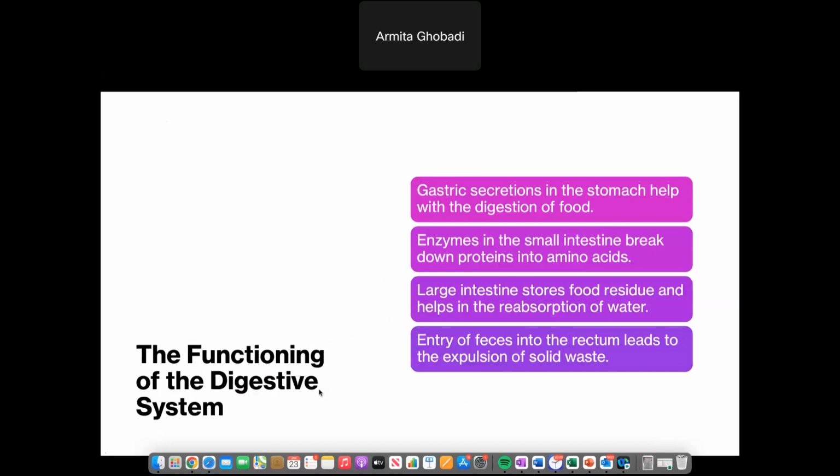So, what is the function of the digestive system? Basically, it is very simple, but it is very important as well. The function is about gastric secretions, in which there are some secretions in your stomach that help digestion of food. For example, there are enzymes in your small intestine that break the protein in your food into amino acids. For example, you have eggs, you have milk, and there are enzymes in your body that break them down to amino acids.